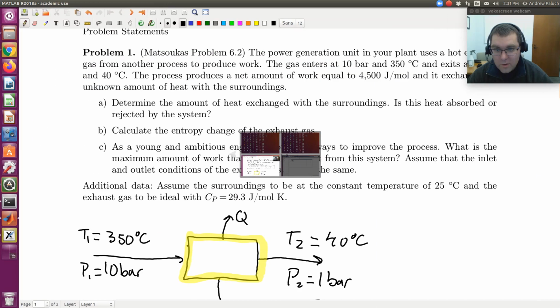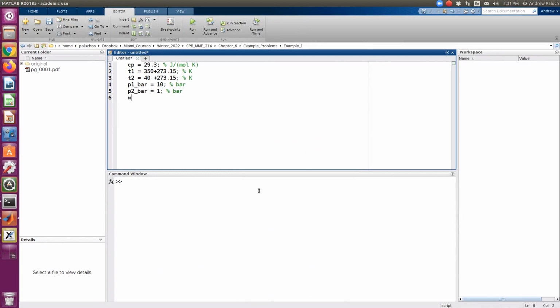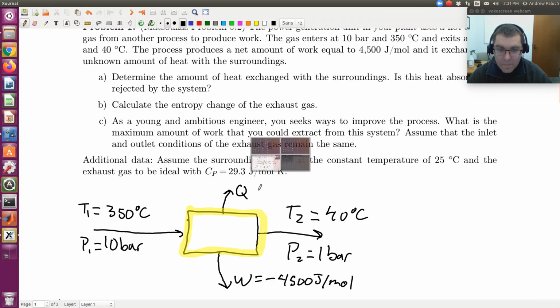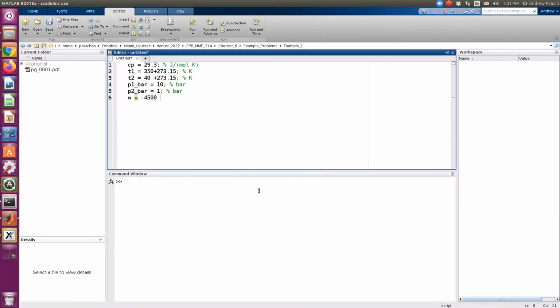Okay, and I'm pretty sure the sinking pressure is 1 bar. Cool. And then W was negative 4500, and that's joules per mole. It's negative because my system's doing work on the surroundings.